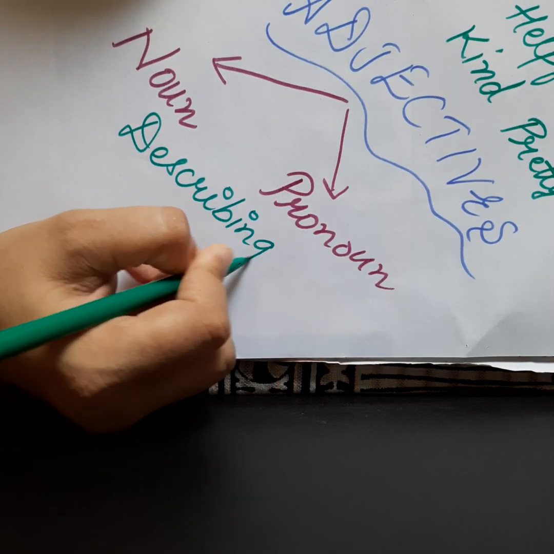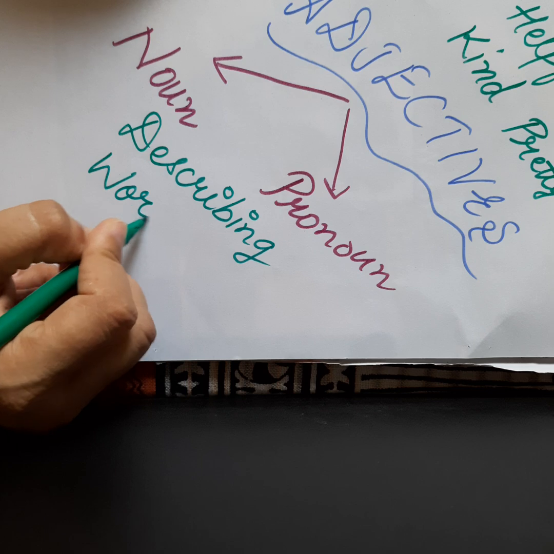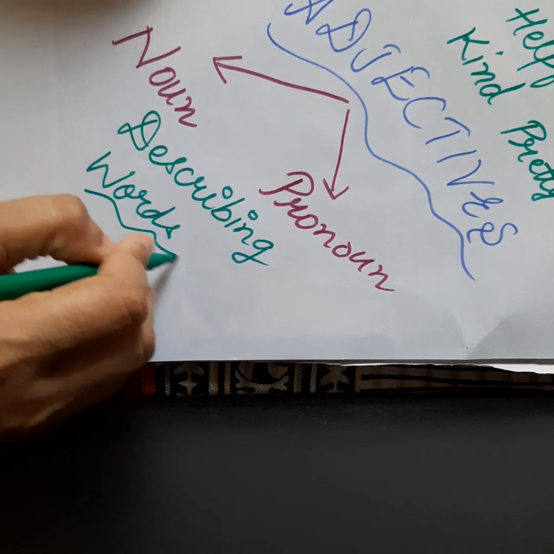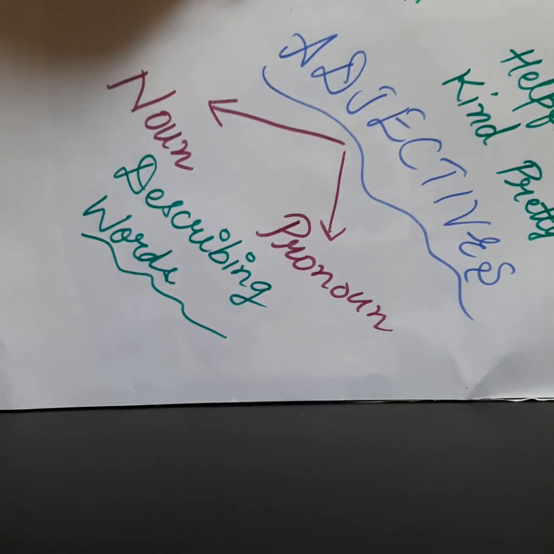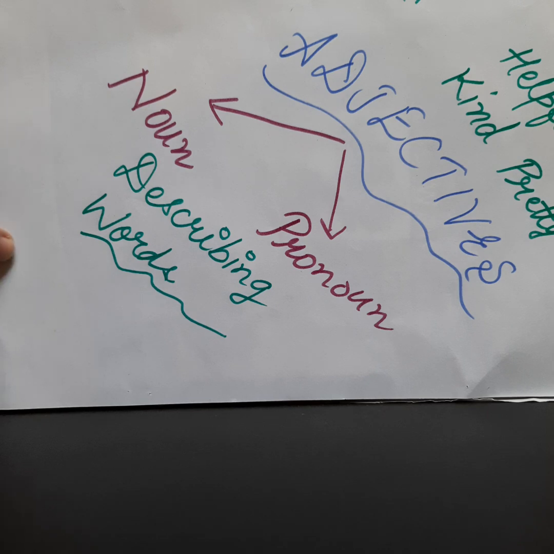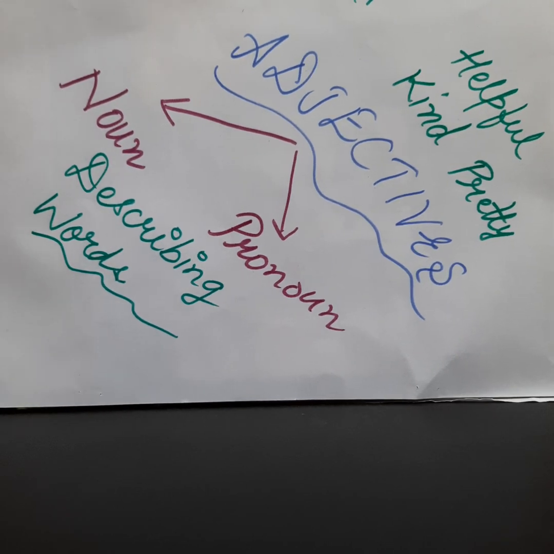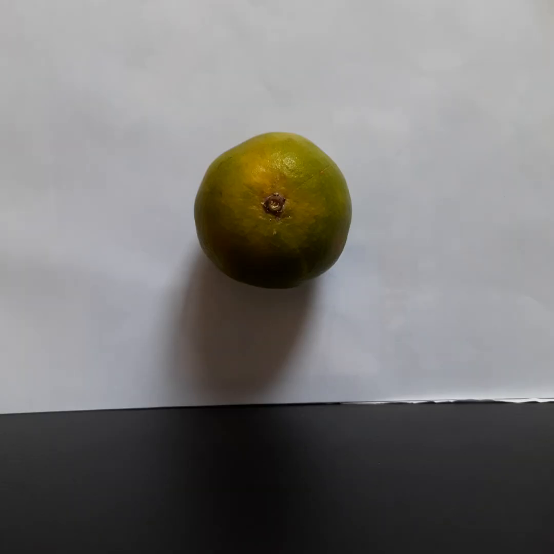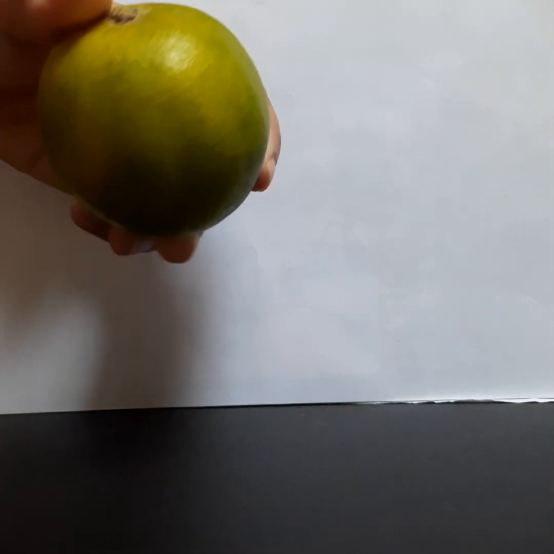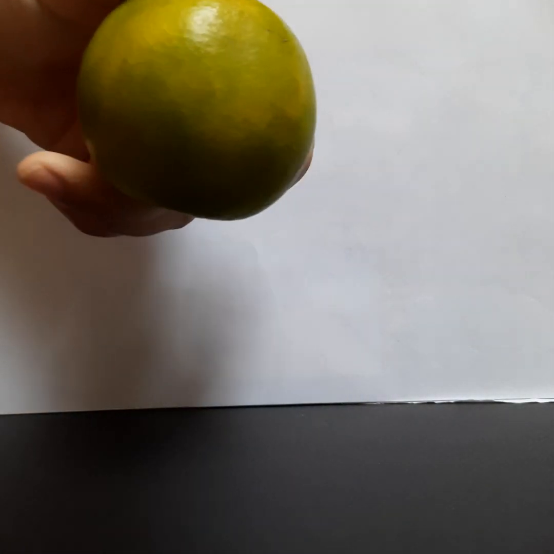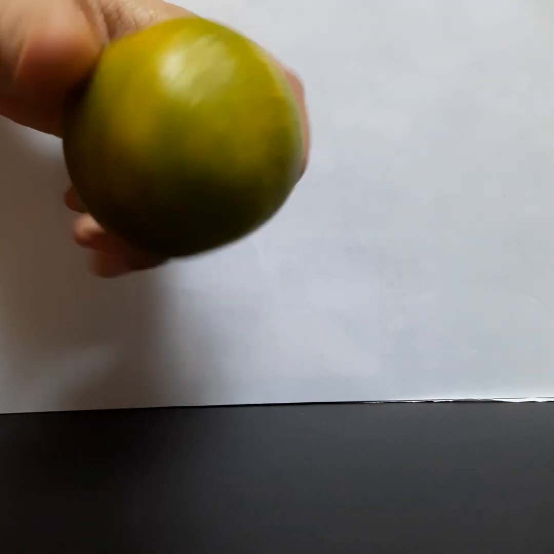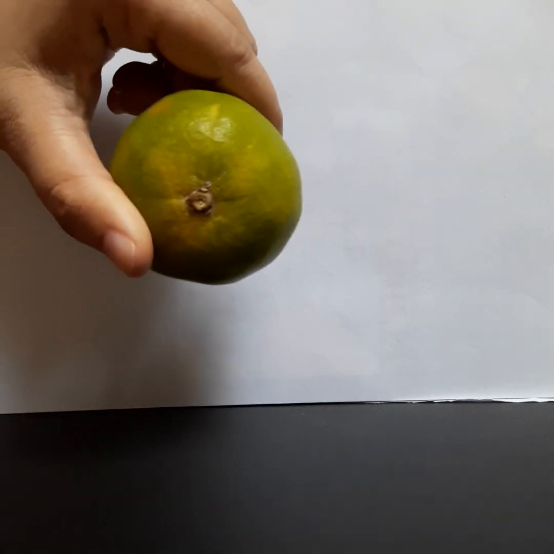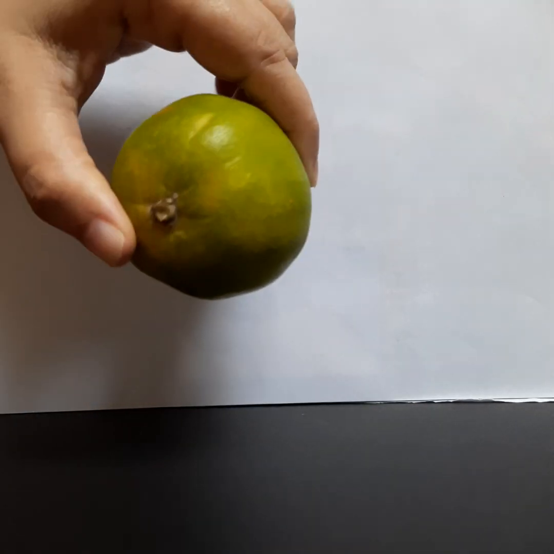Now before we move further with this topic, I want all of you to enjoy doing an activity with me. Do you want to enjoy? All right. So let us begin with our activity. Dear children, what do you see? What is it? Yes, it is a fruit. Can you name this fruit? Yes, it is an orange.